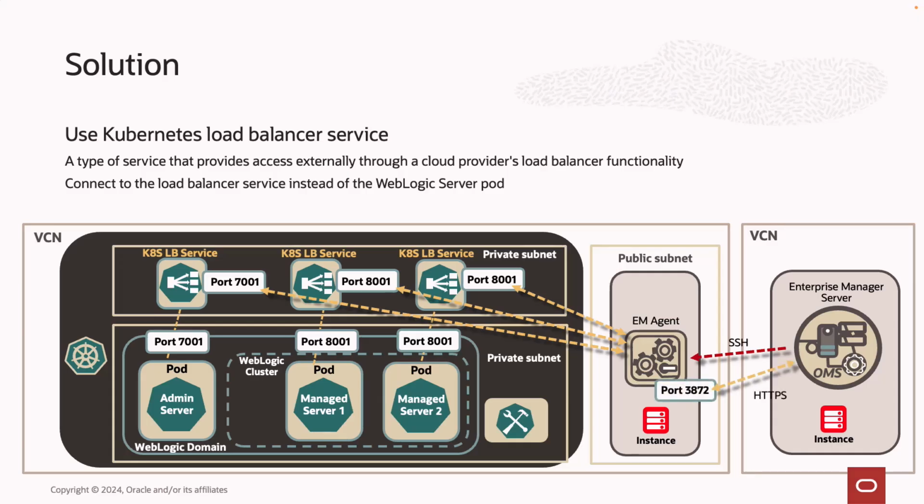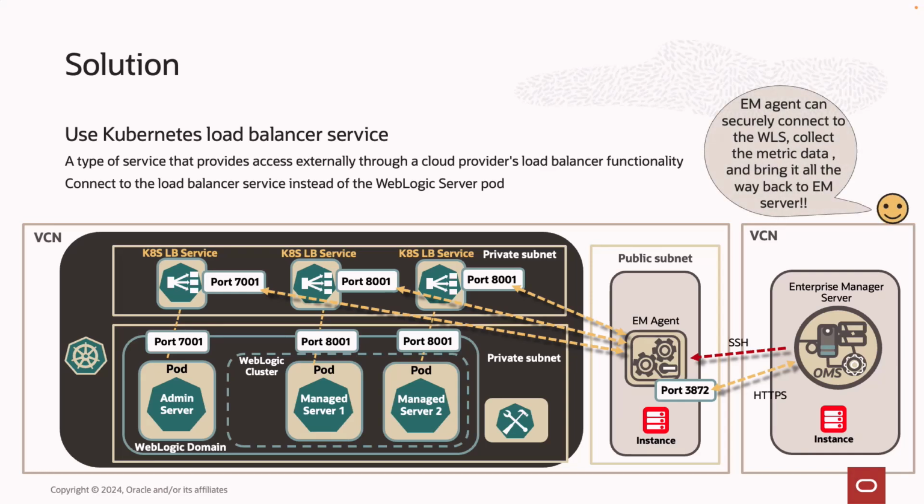And lastly, open the agent port only for the EM server so that the agent can securely talk to the Enterprise Manager bidirectionally with HTTPS. Using this method, the EM agent can securely connect to the WebLogic servers, collect the metric data, and bring it all the way back to the EM server.